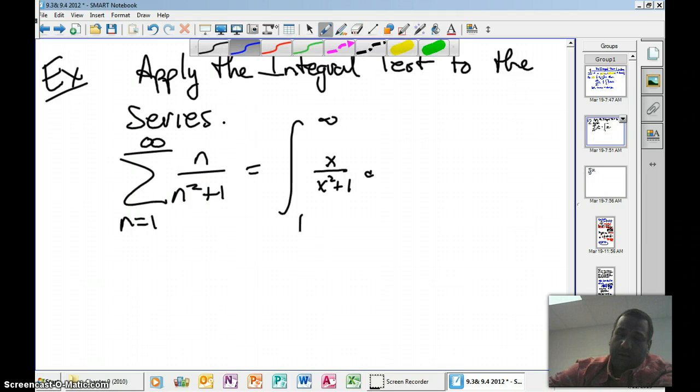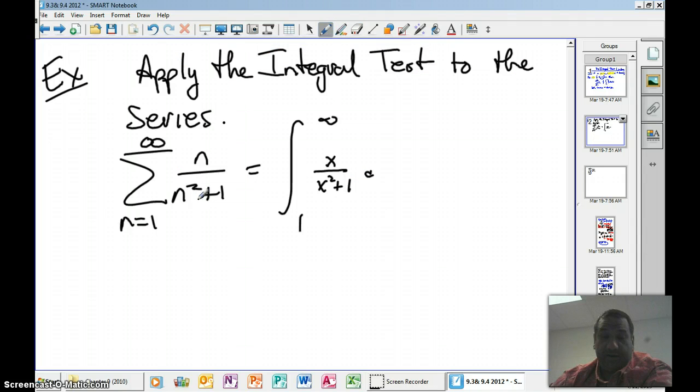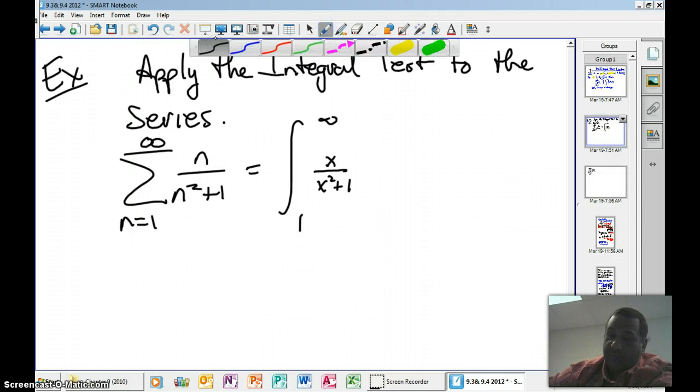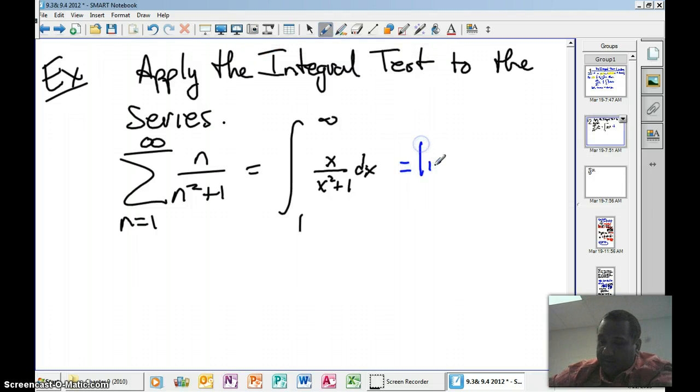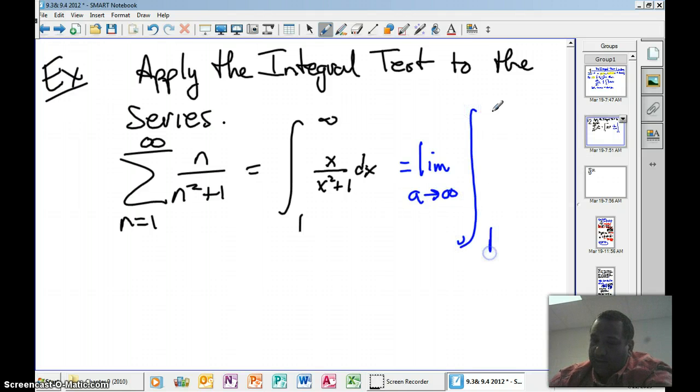Easy one. Okay, it says apply the integral test to the series. I got a series of n over n squared plus 1 from n going from 1 to infinity. So I'm going to see this thing is the same as this. Okay? And I got to put a dx. All right? So now, when I go to do this integral, it's going to be the limit as a approaches infinity, and we're going to have from 1 to a, x over x squared plus 1 dx.